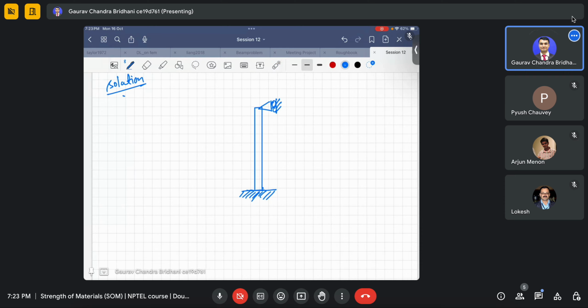So P is the load coming here. And you know the buckled shape of this, so I will draw the buckled shape. I am drawing the center line. Something like this will be the buckled shape. I have drawn the center line of the column.